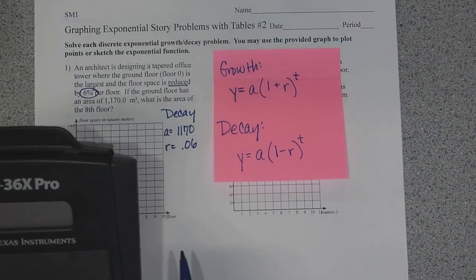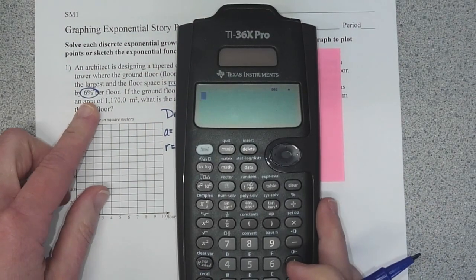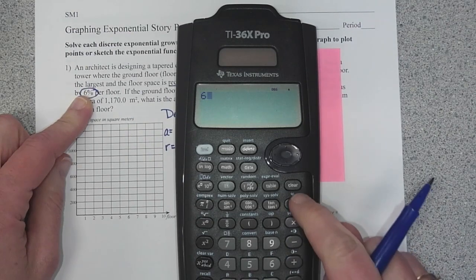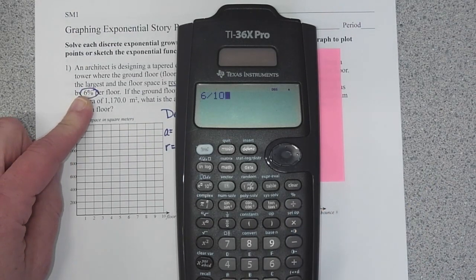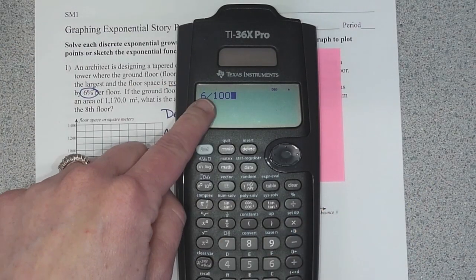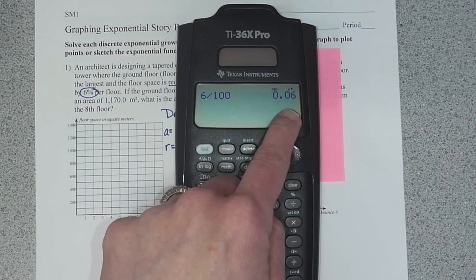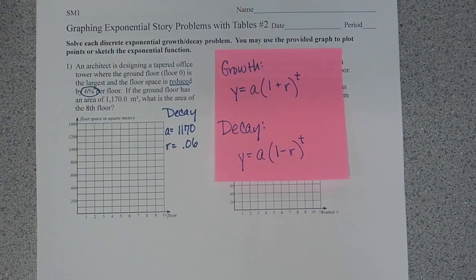And if you are confused about how to do that at all, here's my little trick. Take the percent, divide it by 100. That's what percent literally means, per 100. So 6 divided by 100, we'll put that into decimal form for you.